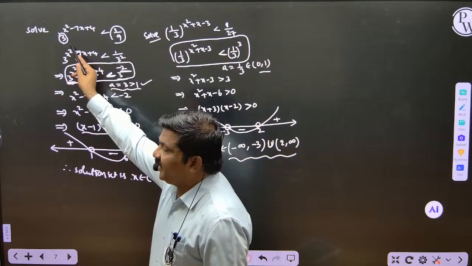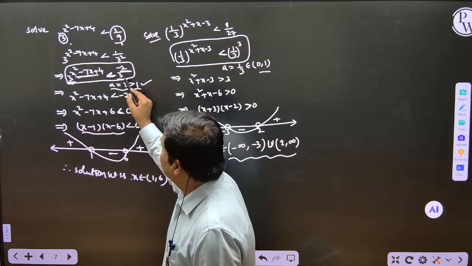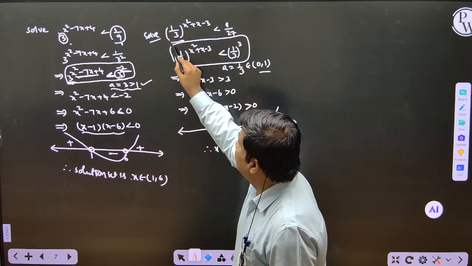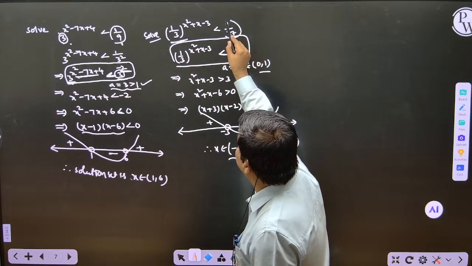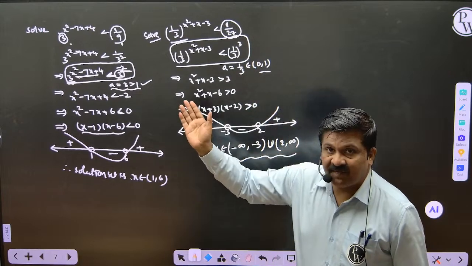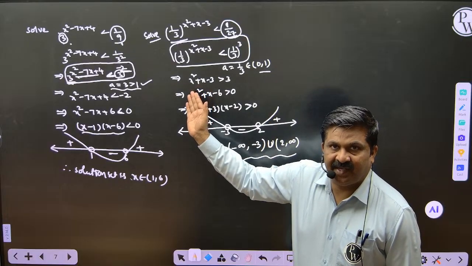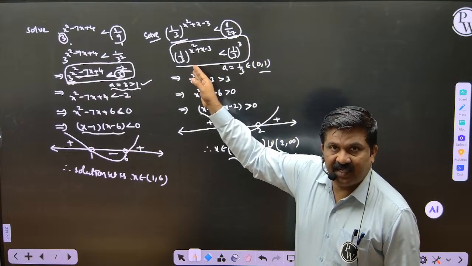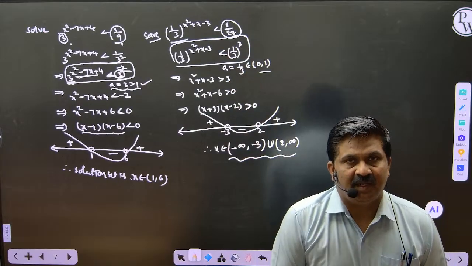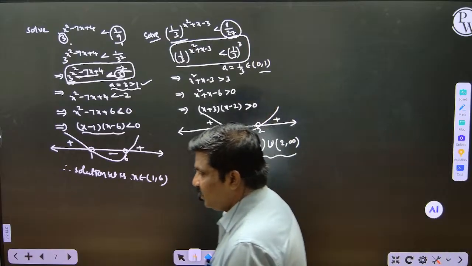Here the base is 3. That's why 1 by 9 is also converted to the base of 3. But here the base is 1 by 3. That's why 1 by 27 is also converted to the base of 1 by 3. Where the base on the left-hand side is 3, the right-hand side is also converted in terms of 3. Where the base on the left-hand side is 1 by 3, the right-hand side is also converted to the base 1 by 3. Write down. Note.